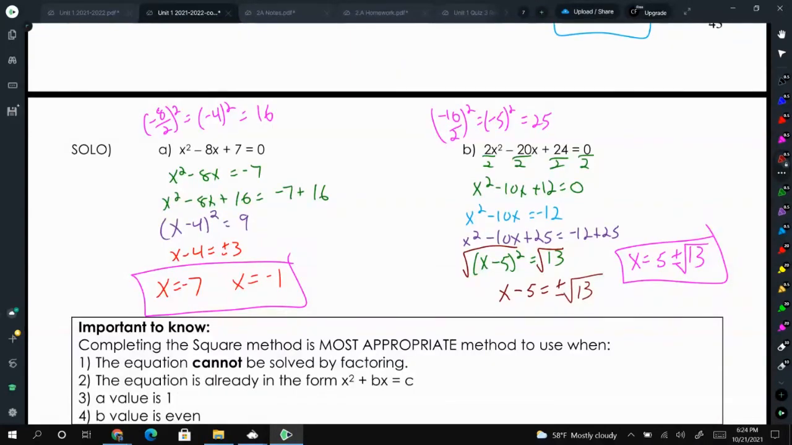Okay, so here are the answers and the work. So hopefully you got these answers, but if you didn't, you can look at the work that I showed and get those questions clarified.